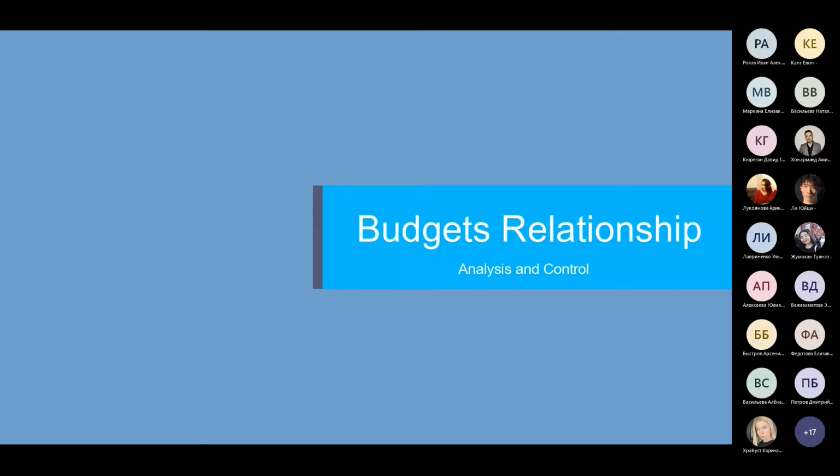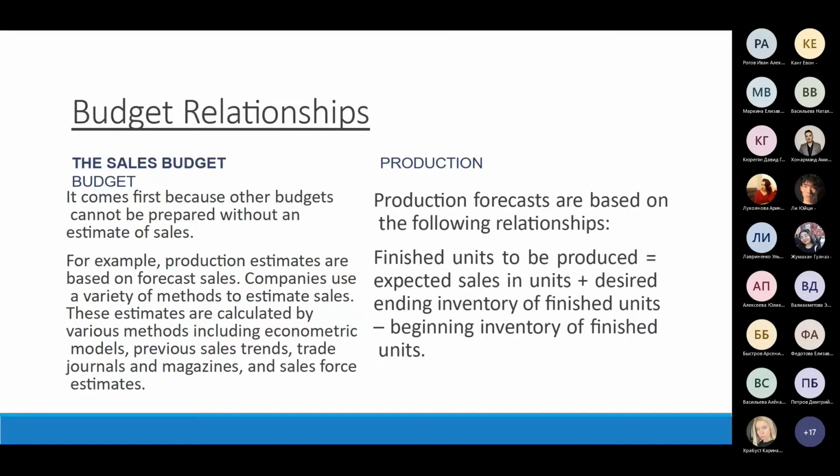Budget relationships, analysis, and control. How do those relationships between different budgets work, and how do we use values to control the process? We start from the sales budget, which is related to the production budget. The sales budget comes first because other budgets cannot be prepared without an estimate of sales.